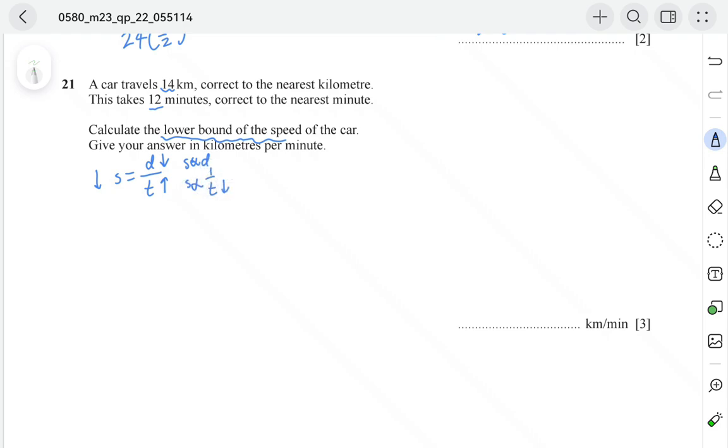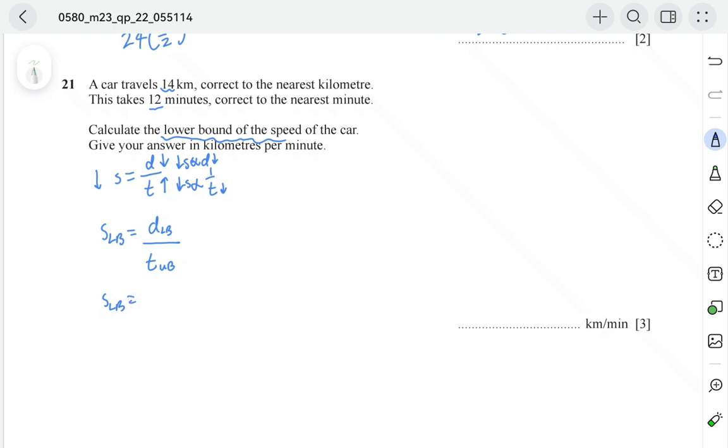Because as time goes down, speed goes up, so we want speed to go down, time must go up, but speed and distance are directly proportional, so we want distance to go down. So to find the lowest bound of the speed, we want the lower bound of distance over the upper bound of time.